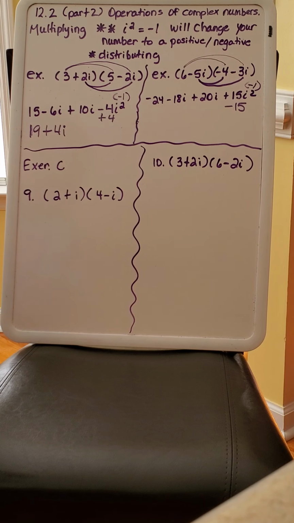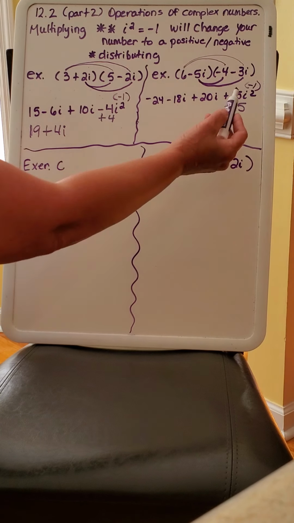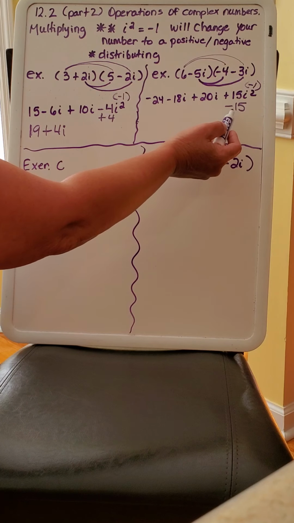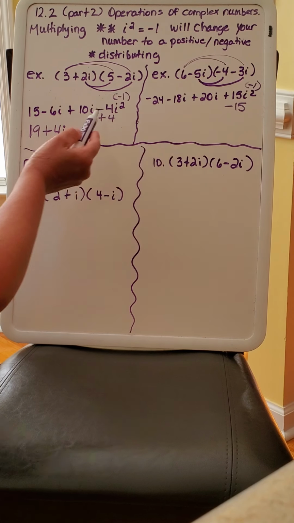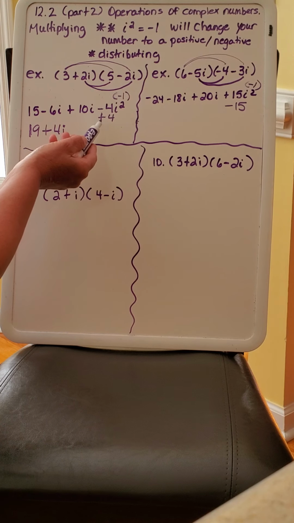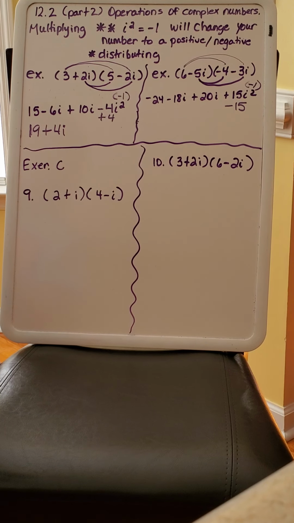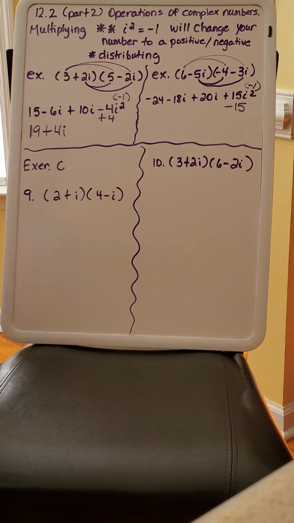So this is the challenge. I know you can see that now. So when you get to the end, whatever you have with your i squared, just make it the opposite. So here we have plus 15, it changes to minus 15. Here we had -4, it changes to plus 4. So really all i squared is doing is changing the sign of the number.